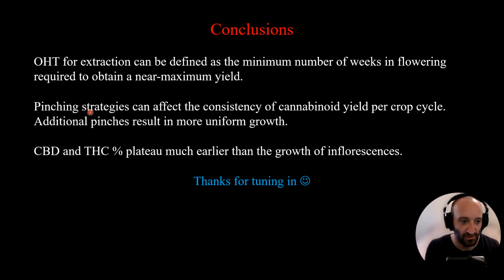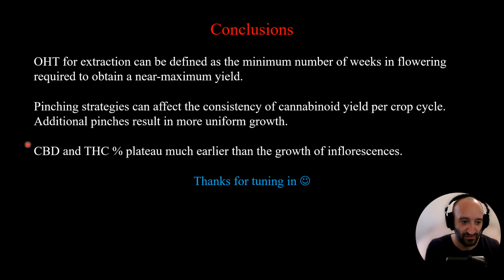Our second point being that we saw pretty drastically that pinching strategies can affect the consistency of cannabinoid yield per crop cycle. Our additional pinches resulted in more uniform growth, and I think this makes sense. With the additional pinches, we're pushing more of that flower mass to the top of the canopy. We're getting more photon capture directly at those inflorescences, and we're not having variable light levels throughout the canopy. We have all our flowers right at the top, all exposed to the lamps or the light source, and we should expect more uniform growth that way.